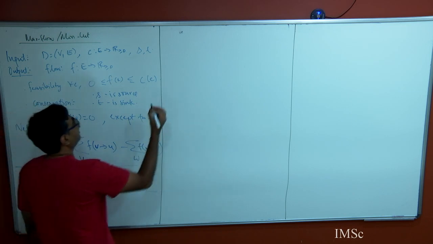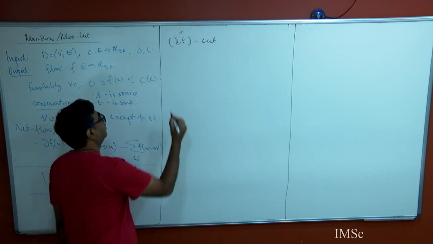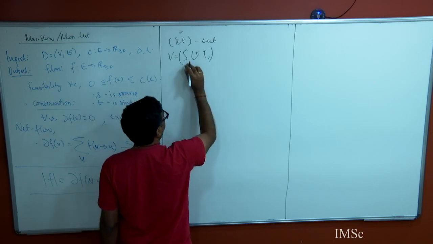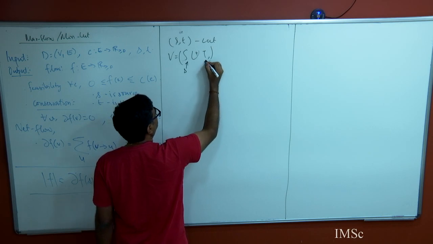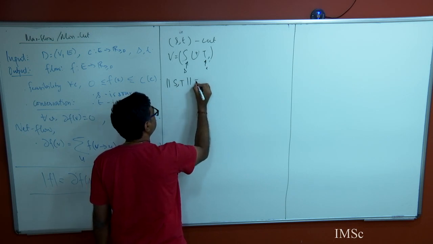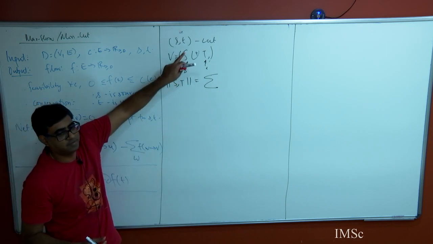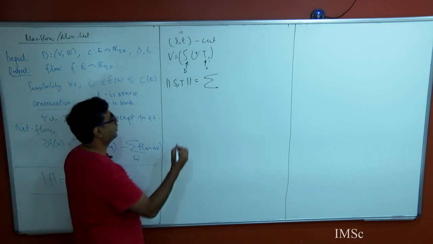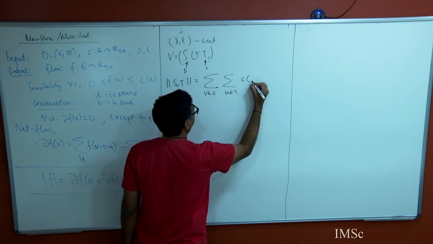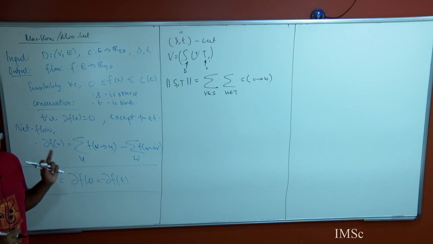So what is an s-t cut? An s-t cut was basically a partition of my vertex set V into S disjoint union T, where S contains s and T contains t. And we defined the cut value of (S, T) to be the summation of the capacities of all the edges with one endpoint in S and the other endpoint in T. So the sum over v in S, w in T of the capacity of (v, w). This is what we defined as the capacity.